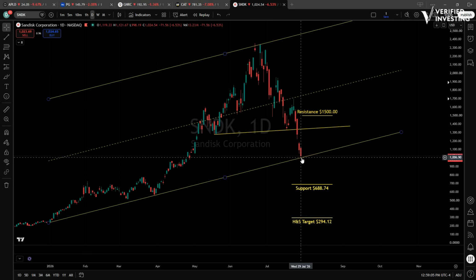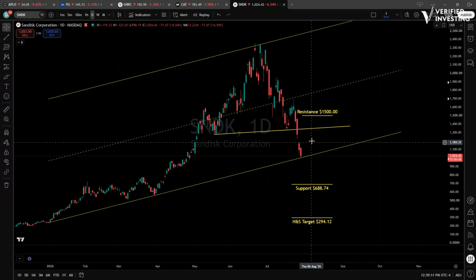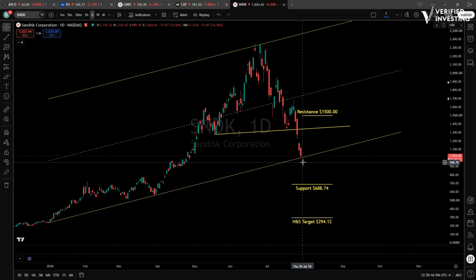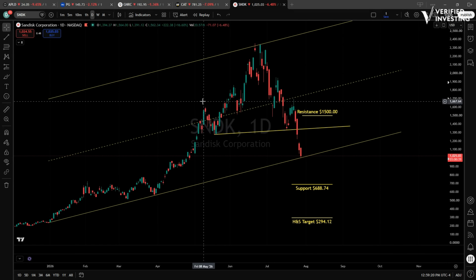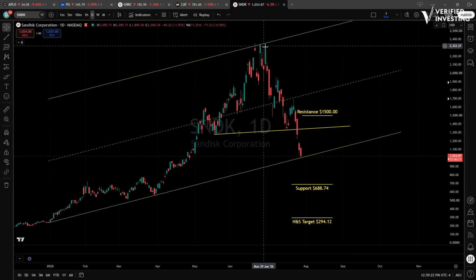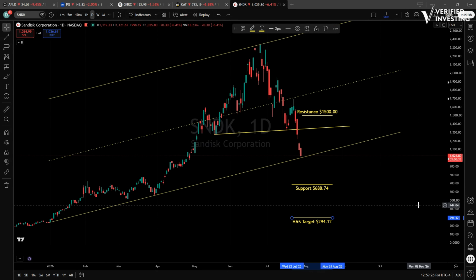So if we do get a breach of this parallel, anticipate some sort of stopping pressure, if not a support rebound area to recapture the parallel right around $950. If we fail there, guys, watch out. We could see some more selling pressure. But also notice we got a left shoulder, a head, and a right shoulder. So that tells us the targeted measured move for SanDisk is down here, sub $300, guys.